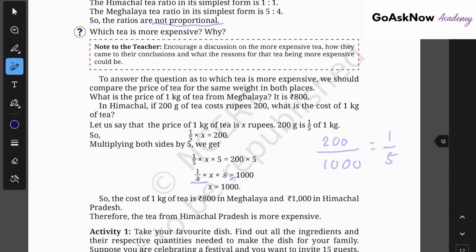Therefore, the tea in Himachal Pradesh is more expensive, since you have to pay more for a kilogram in Himachal than in Meghalaya.